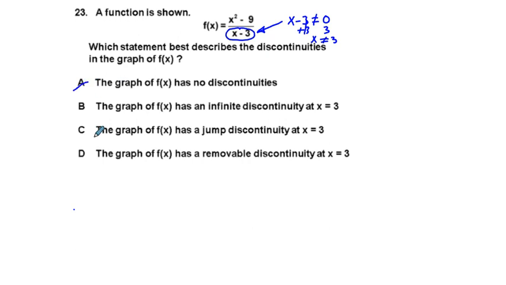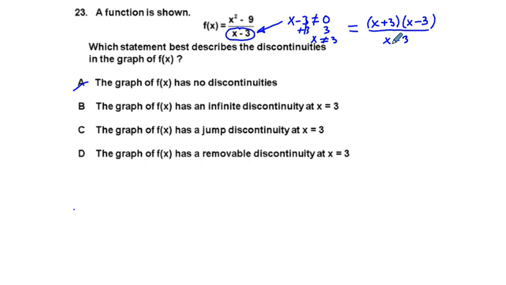So A, the graph has no discontinuities. That is incorrect. So really it's a matter of being able to determine what kind of discontinuity we have. In the denominator, we bring over our x minus 3, and we can rewrite our numerator, this x squared minus 9, as a difference of squares. So we take the square root of x squared, x and x, and then we have plus minus, and the square root of 9 is 3.